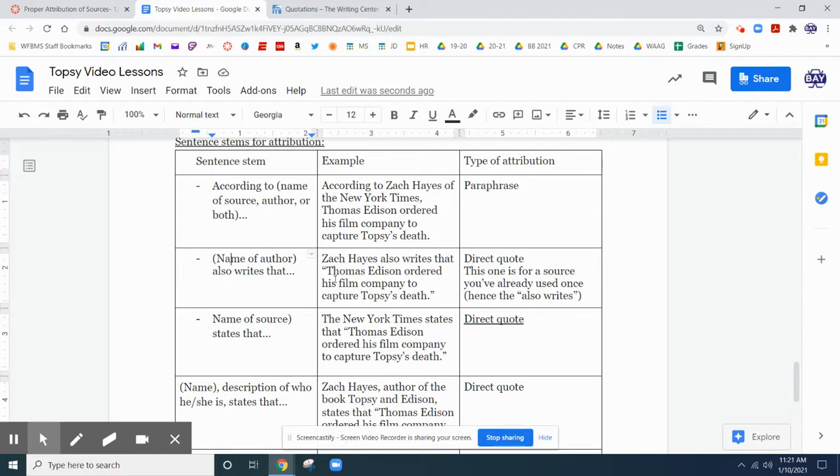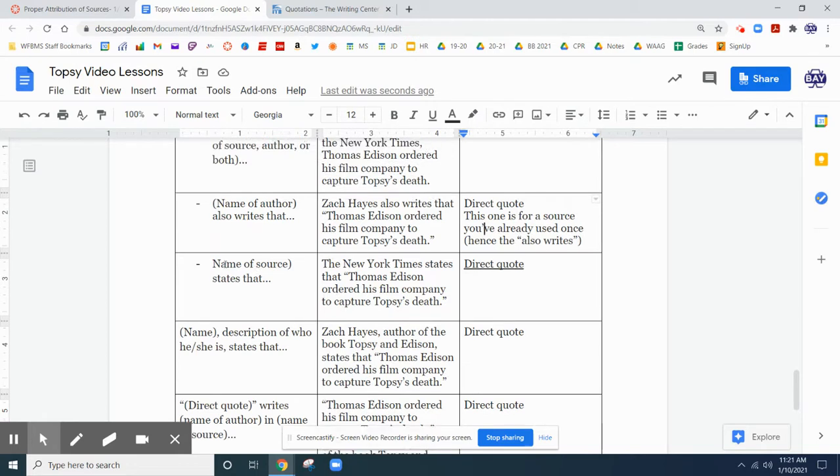Here I use a direct quote from the quotation marks. This is right from that article. And since I used also for this one, you're only going to want to use this sentence stem when you've already referenced that source once or already referenced that author once before, hence the also. Or you can do, this should be in parentheses, name of the source states that. So if you don't have a specific author attached to a source, not every single source is going to have an author. Most should, but some might not. You can simply just say the New York Times states that and then use the direct quote.